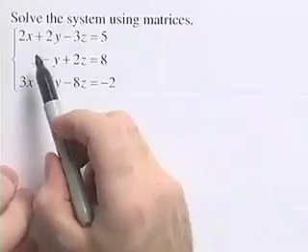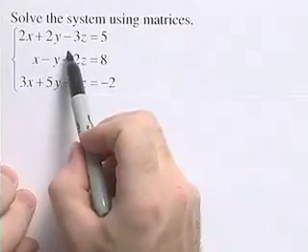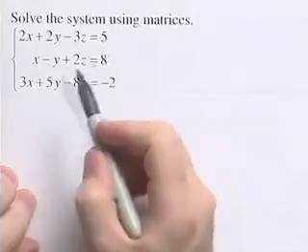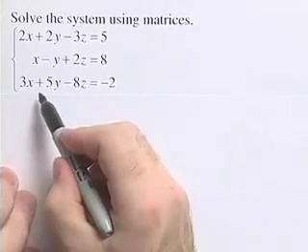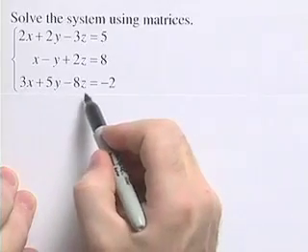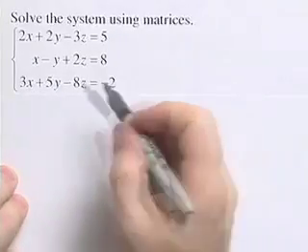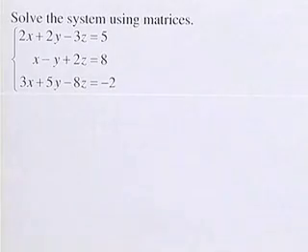We're going to solve another system of equations using matrices. We want to solve this system: 2x plus 2y minus 3z equals 5, x minus y plus 2z equals 8, and 3x plus 5y minus 8z equals negative 2. First thing we want to do is write down our augmented matrix.